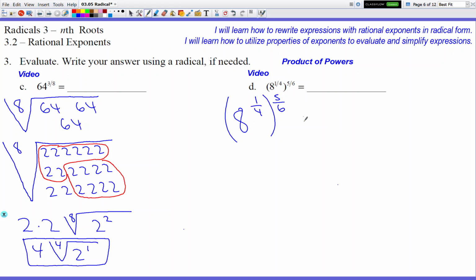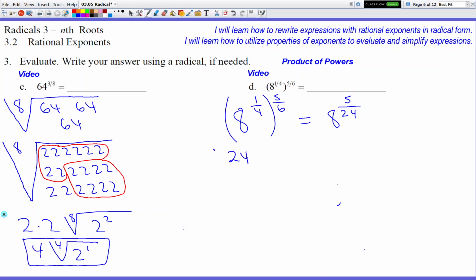When you multiply fractions, you have to remember the rules, right? Top times top, bottom times bottom. I'm not going to change the 8 because I'm only multiplying the exponents. So 1 times 5 makes 5 on the top, and 4 times 6 makes 24 on the bottom. Then this is going to be turned into radical form, because that's what the directions say: write your answer using a radical. So we get 8 to the 5/24 stuck inside of a 24th root radical.